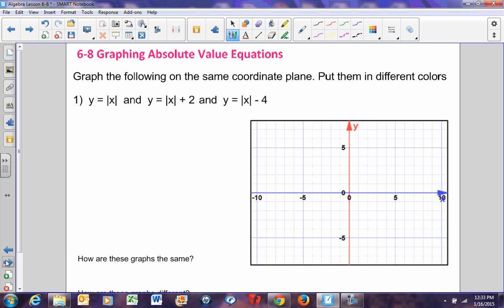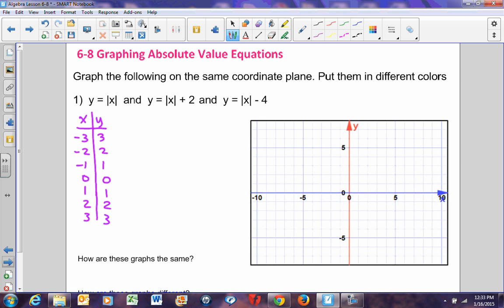Y equals absolute value of x. I'm just going to make a little x and y table here. When x is negative 3, the absolute value of negative 3 is positive 3. When x is negative 2, the absolute value is positive 2. When x is negative 1, it is 1. The absolute value of 0 is 0. The absolute value of 1 is 1. The absolute value of 2 is 2, and the absolute value of 3 is 3.